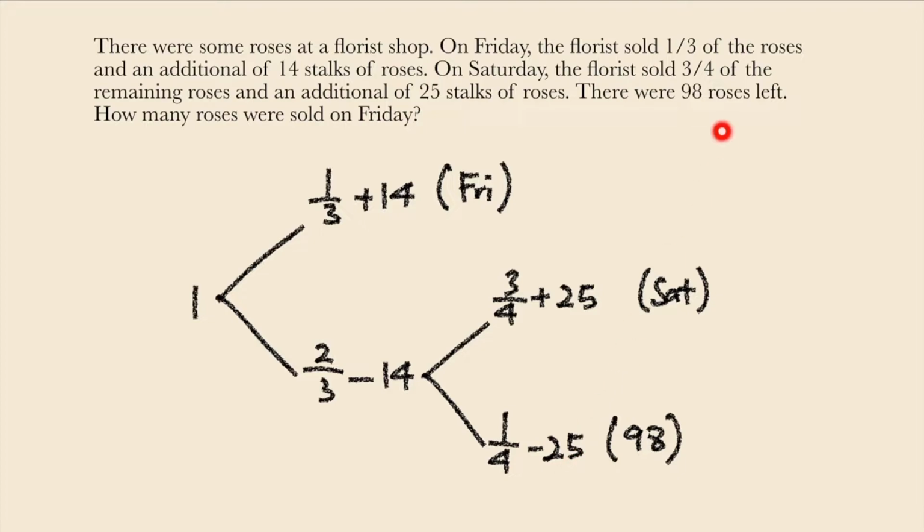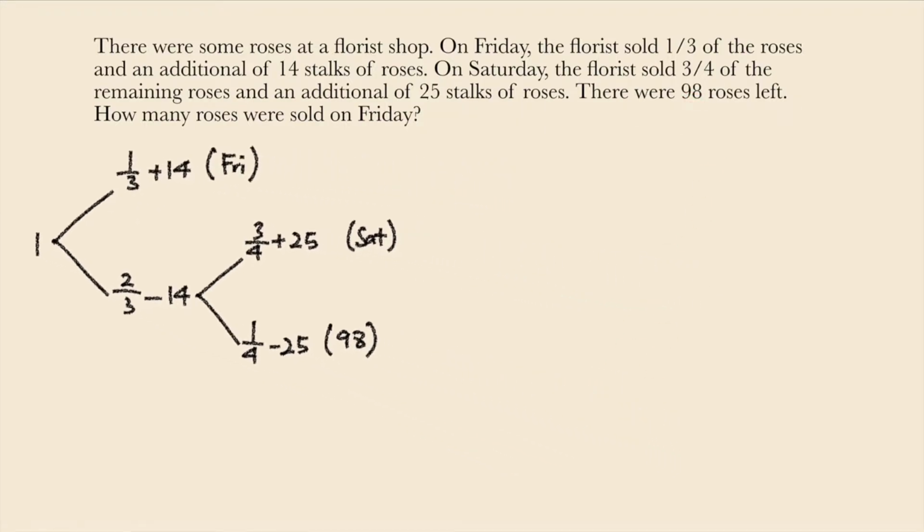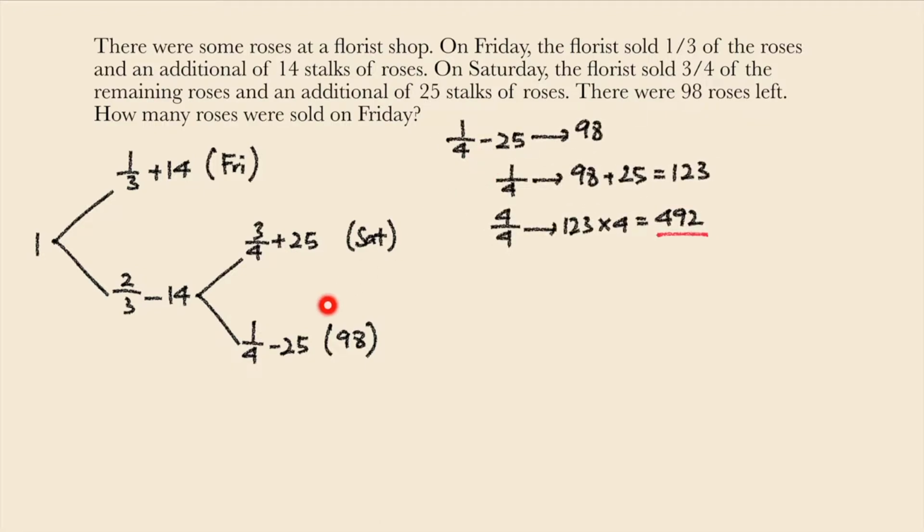We are now told this represents 98 actual roses. So let's form an equation with this information. 1/4 minus 25 is 98. We can find 1 unit being 1, 2, 3.